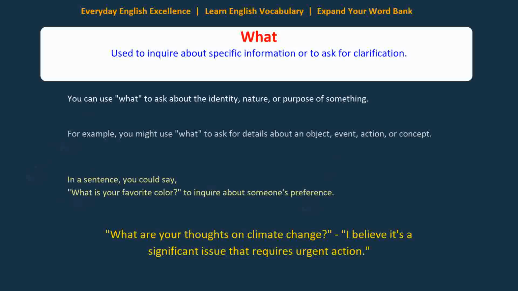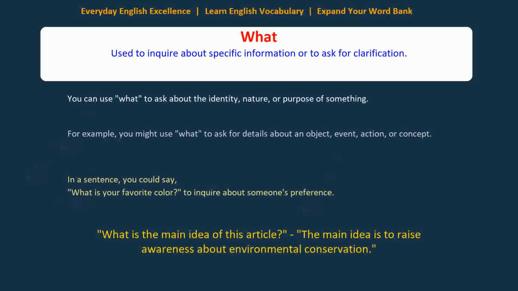What are your thoughts on climate change? I believe it's a significant issue that requires urgent action. What is the main idea of this article? The main idea is to raise awareness about environmental conservation.